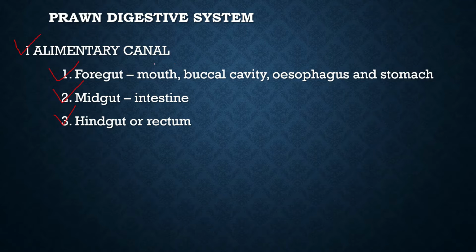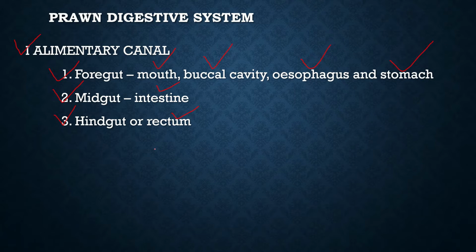Foregut comprises the mouth, buccal cavity, esophagus and stomach. Midgut comprises the intestinal part, and hindgut has the rectum. So the overall alimentary canal of the prawn is divisible into three parts: foregut, midgut and hindgut. Foregut has the mouth, buccal cavity, esophagus and stomach; midgut has the intestine; and hindgut comprises the rectum.